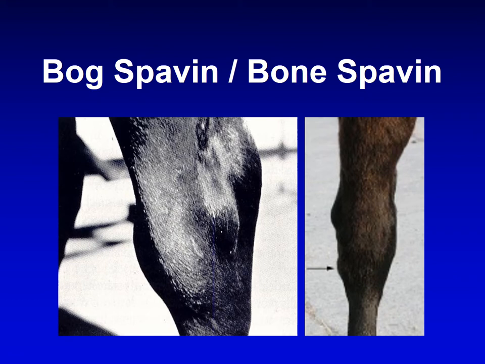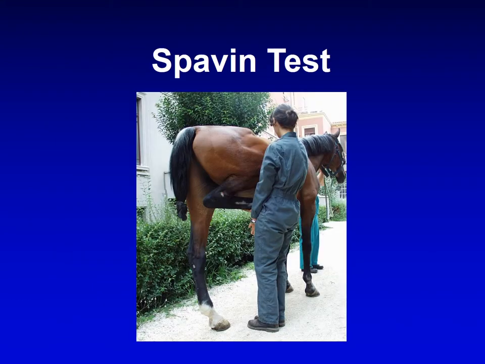Now, in order for you to diagnose any problems with the hock, we have a flexion test, which is part of the lameness evaluation, and we call that the spavin test. This is how the spavin test is done. It's basically flexion of the hock. So you cause a pressure on the hock for about a couple minutes and then let the horse run. If the lameness increased, that means the problem is in the hock.